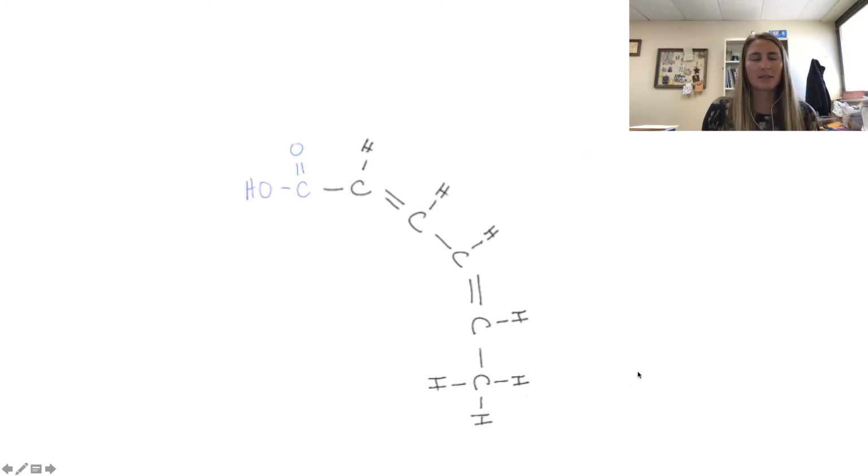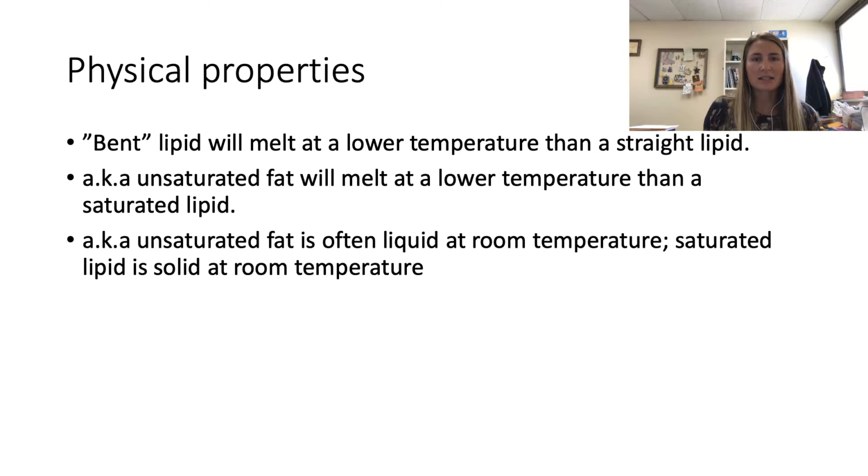Now, why have I spent so much time talking about this, summarizing, talking through with each of you in your groups today? It's important because everything we see in physical properties of fat is due to the structural shape of those fatty acids. So put one way, a bent lipid will melt at a lower temperature than a straight lipid. Okay, so bent, meaning unsaturated fat or lipid, will melt at a lower temperature than a saturated lipid. Okay, or we can put it on that third bullet.